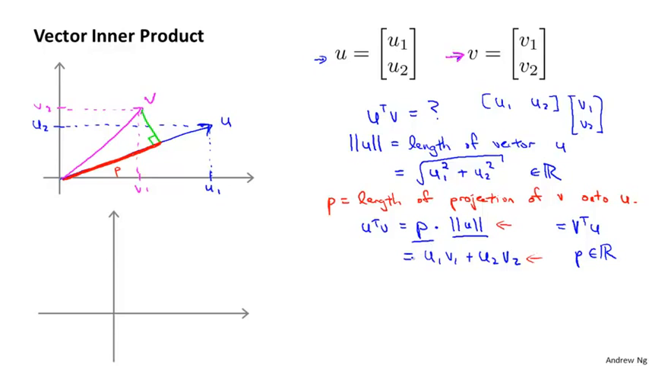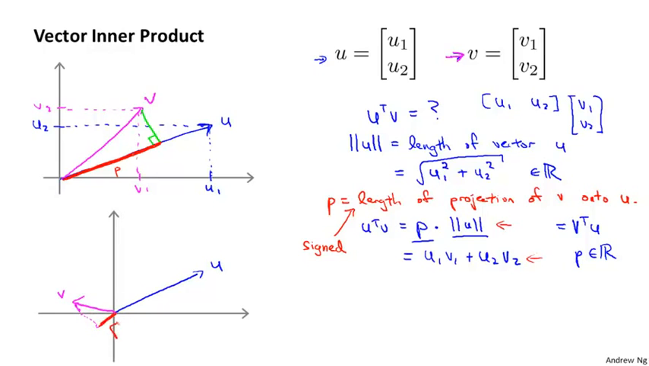Just one last detail: p is actually signed, so it can be either positive or negative. Let me say what I mean by that. If u is a vector that looks like this, and v is a vector that looks like this, so if the angle between u and v is greater than 90 degrees, then if I project v onto u, what I'll get is a projection that looks like this.